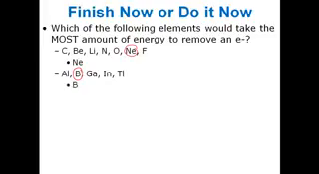Okay, guys, that's ionization energy. Those are the periodic trends. That's how we remove electrons from our outer shells, and which atoms require the most amount of energy in order to remove an outer shell electron.